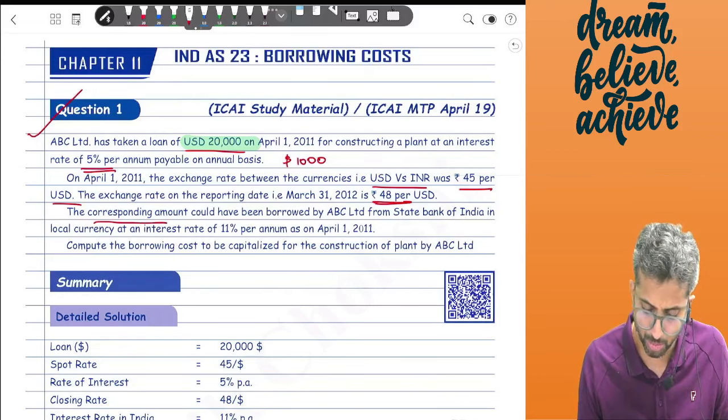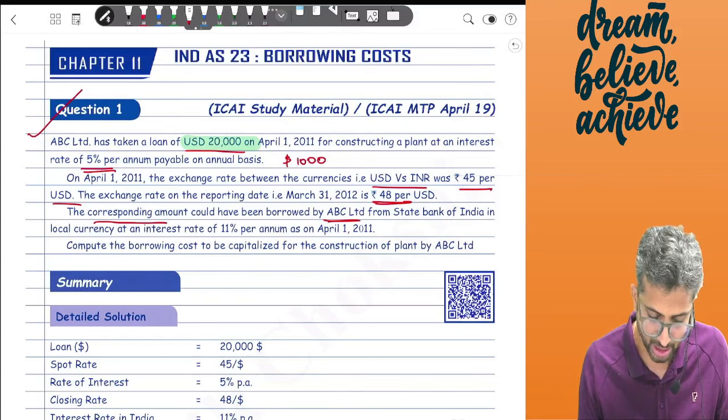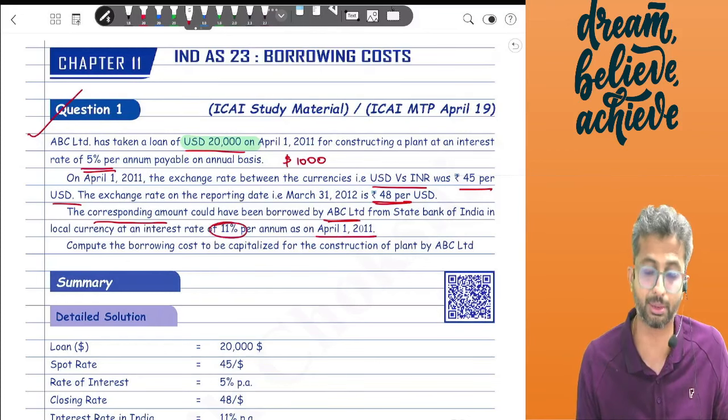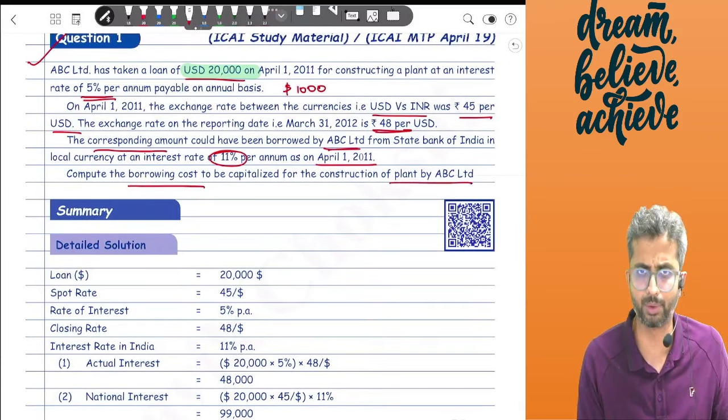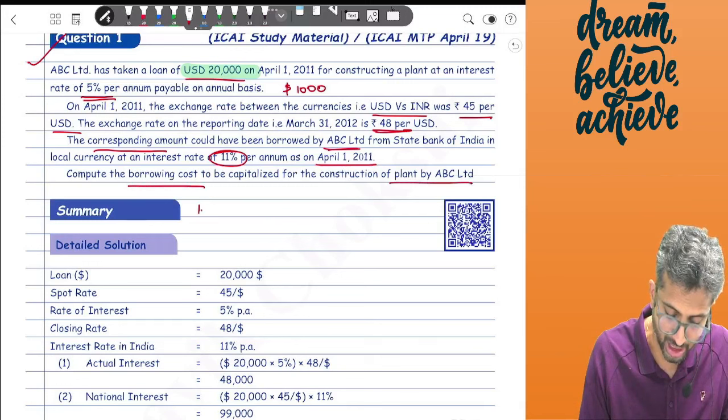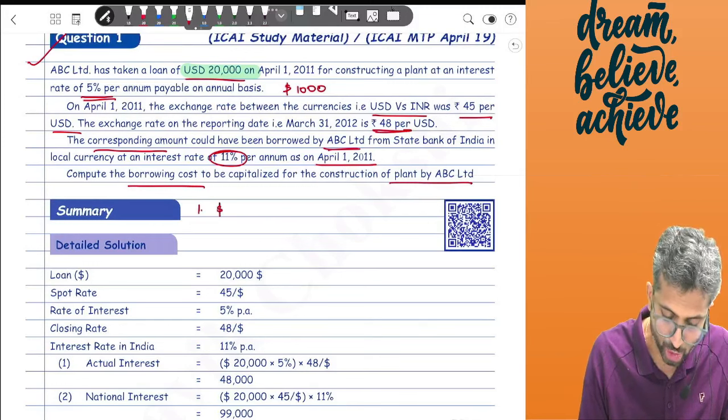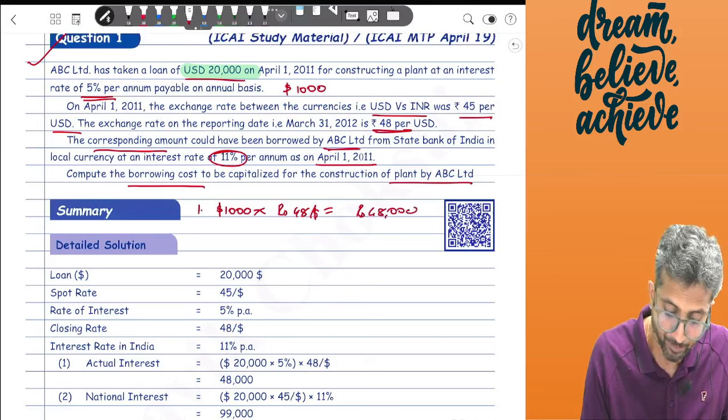A corresponding amount could have been borrowed by ABC from SBI in India at the local currency rate of 11% on 1st April 11. So compute the borrowing cost to be capitalized for the construction of the plant. In the first step, you will calculate the actual interest. Actual interest is $1,000, but when do you pay this interest? At the end of the year, when the rate is rupees 48 per dollar, and hence this is going to be rupees 48,000.